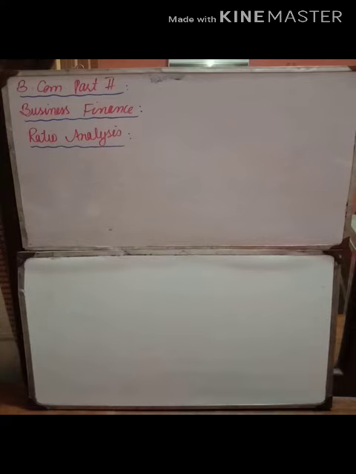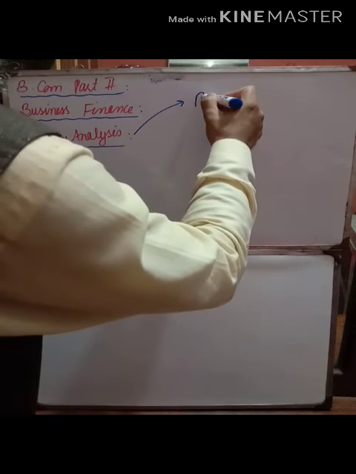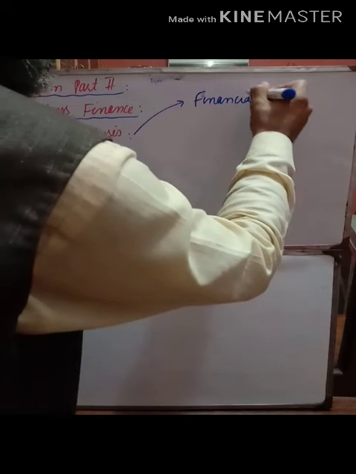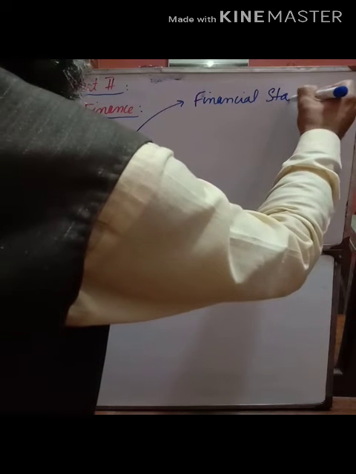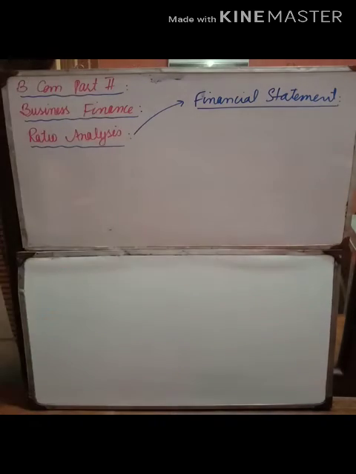Ratio analysis is conducted after preparation of the financial statements. At the close of the fiscal year, we prepare the financial statements, and after preparing them, we can conduct the ratio analysis. Ratio analysis is one part of total financial analysis or financial statement analysis.